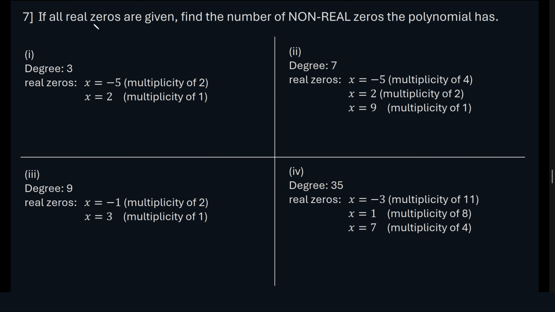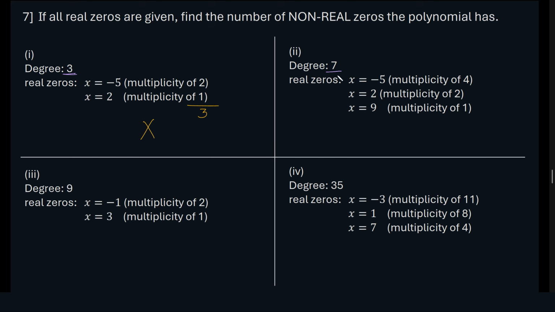Question 7. If all real zeros are given, find the number of non-real zeros the polynomial has. It means we are looking for imaginary zeros. So let's start with the first question. Here, the degree is 3. We have real zeros at x equals negative 5 with a multiplicity of 2, and x equals 2 with a multiplicity of 1. If we add up the multiplicities, we get 2 plus 1 equals 3, which is also the degree. That means here we do not have any non-real zeros.